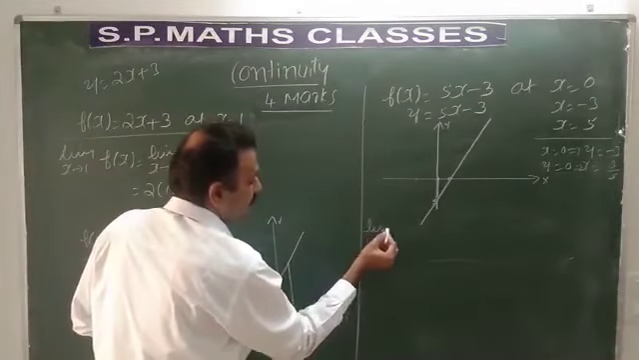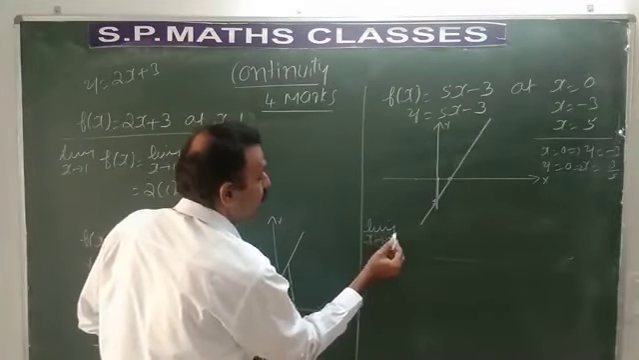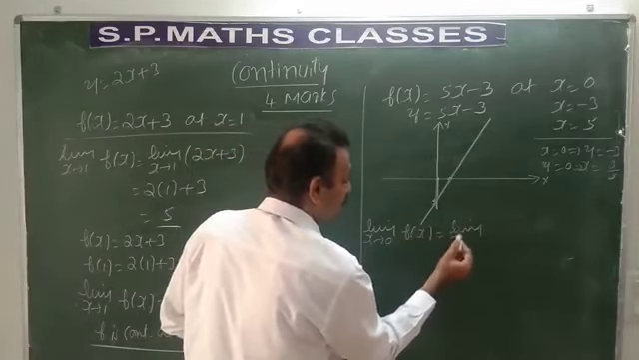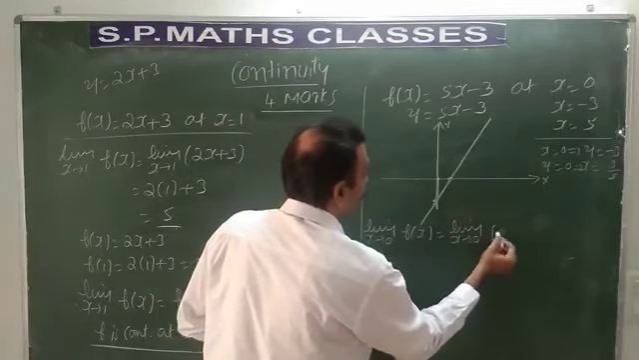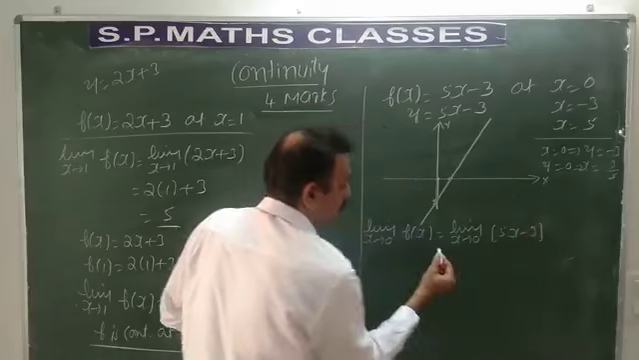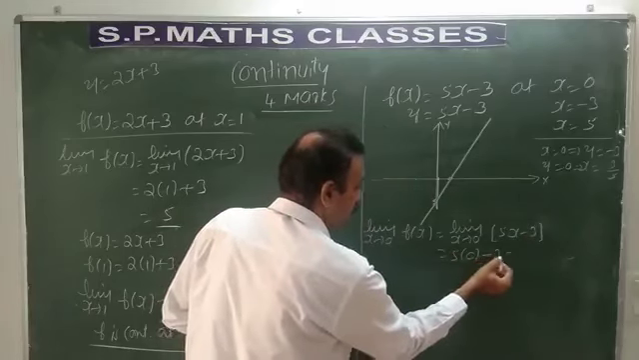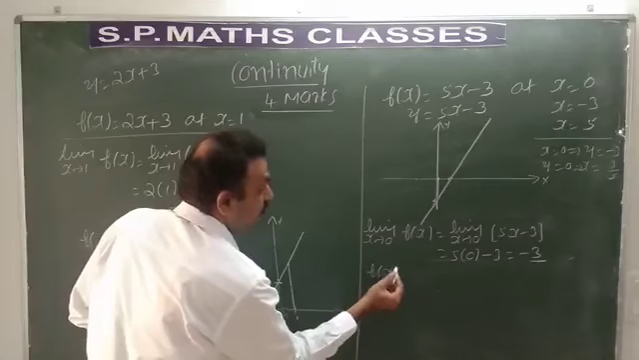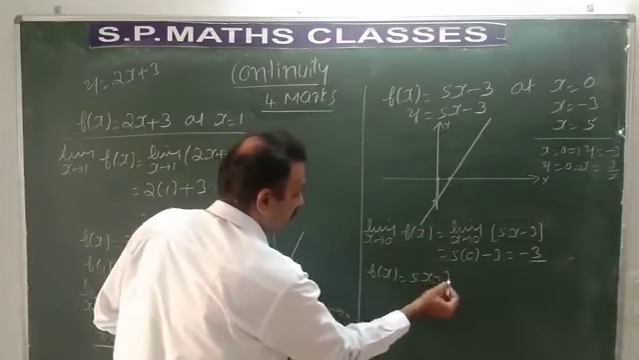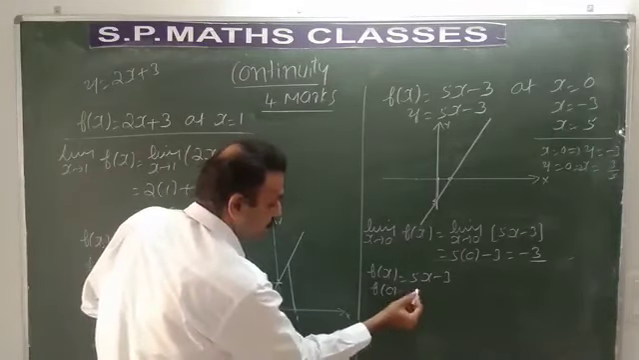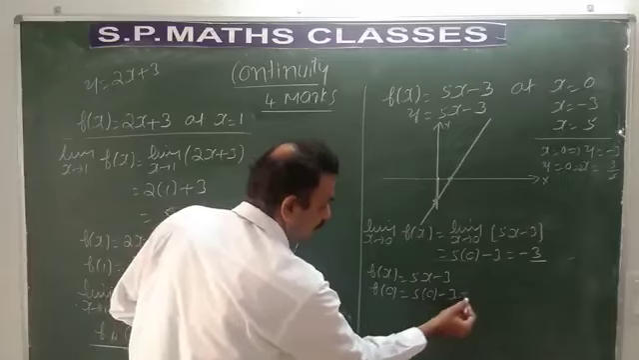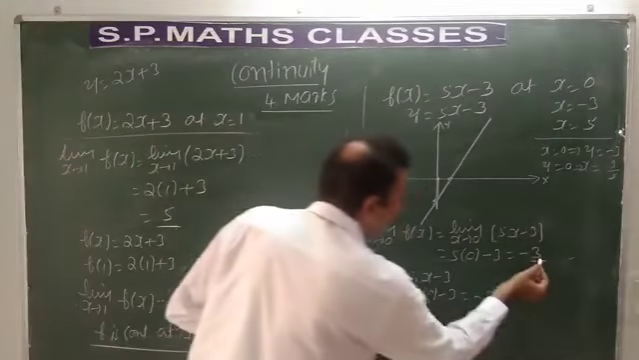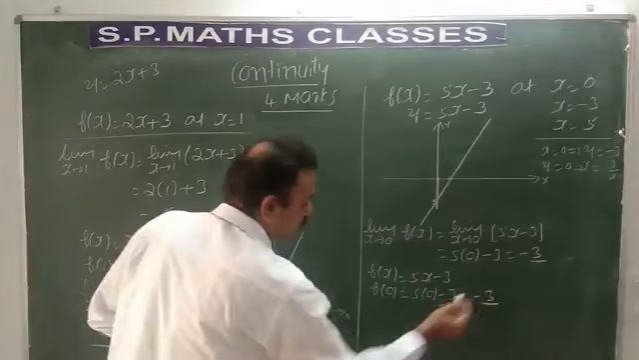Now let us take the limit as x tends to 0 of f of x, which is the limit as x tends to 0 of 5x minus 3. So apply x is equal to 0: 5 into 0 minus 3, which is minus 3. So what is f of 0? f of x is 5x minus 3, so f of 0 is 5 into 0 minus 3, we get minus 3. I think you have understood. See, the limit value is minus 3. f of 0 is also minus 3.